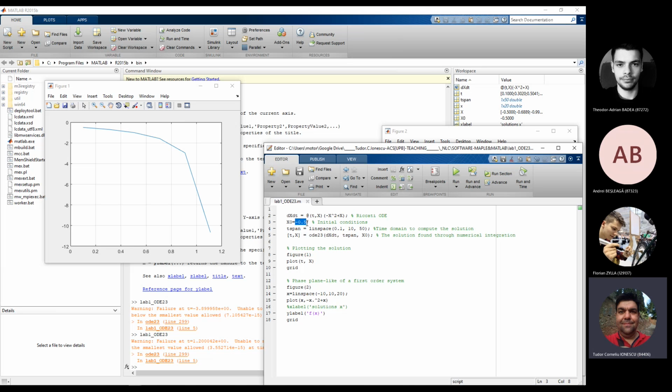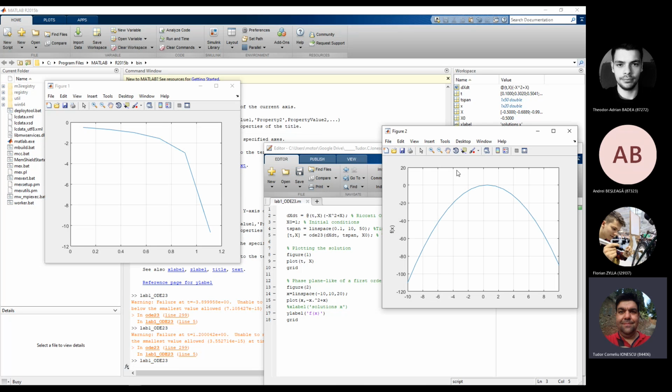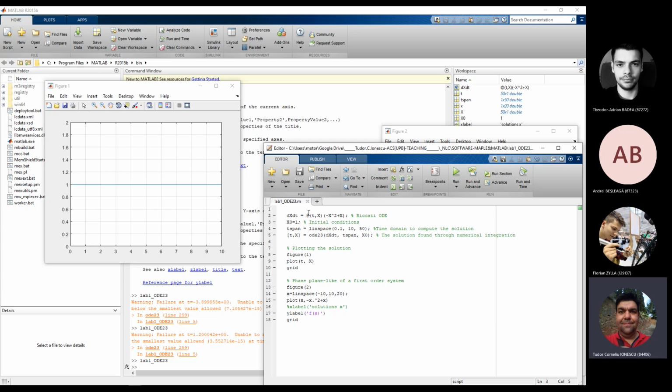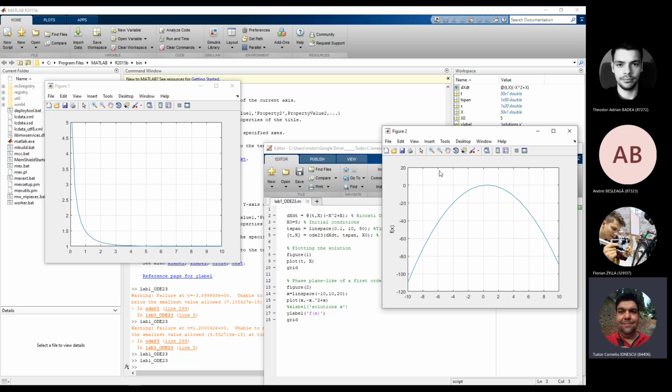Let's do a different condition. Let's take one, see what happens. You see, it's a different solution. No finite escape time any longer. So the initial condition is very important. Now it's a different initial condition, and you can see that the solution is stabilizing at 1. So probably there are bands of solutions depending on the initial condition.